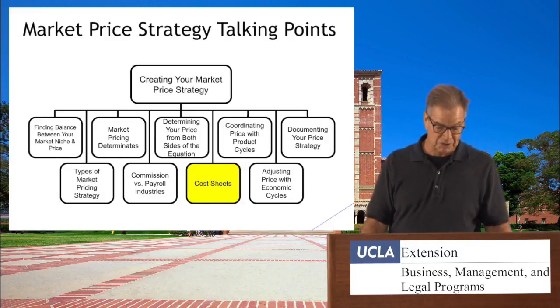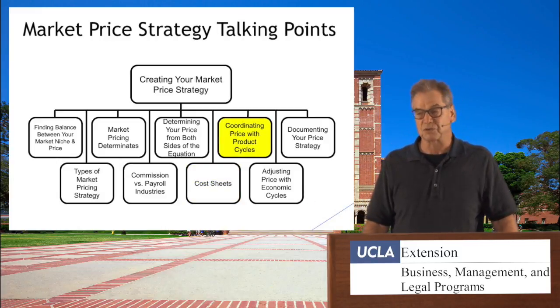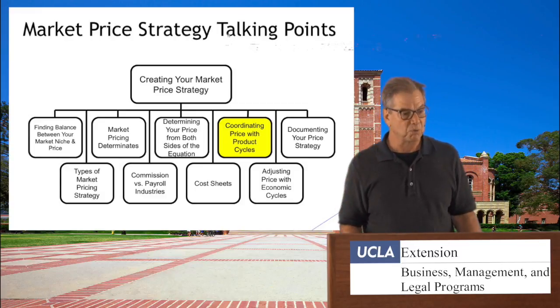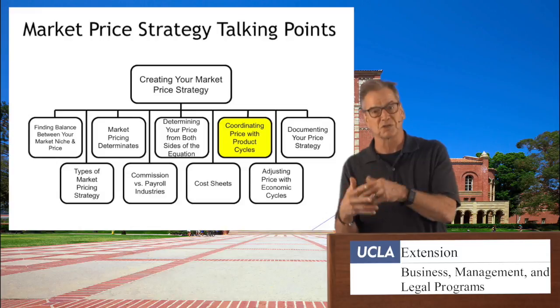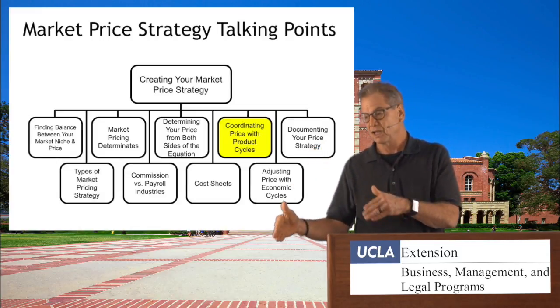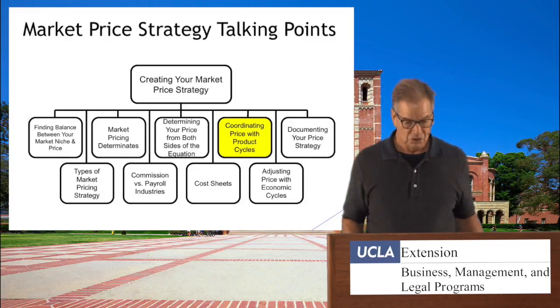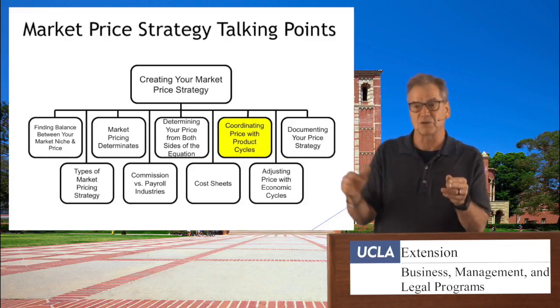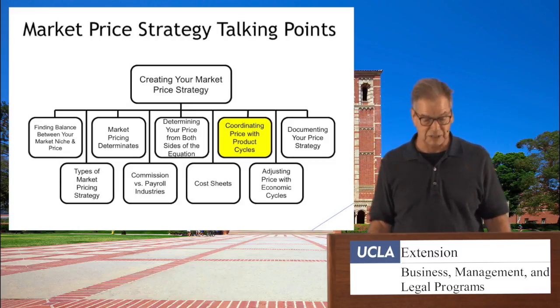That's our pricing strategy. Next is coordinating price with product cycles. When a product first comes out, in the short run everyone wants it, so the price is high. The longer it's on the market, the price starts to fall, and at some point you can't give it away. So products have product cycles, and with that product cycle also comes a pricing cycle.